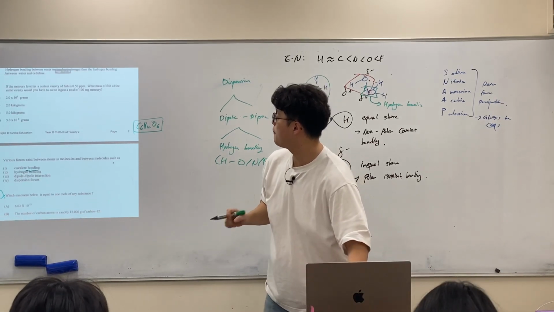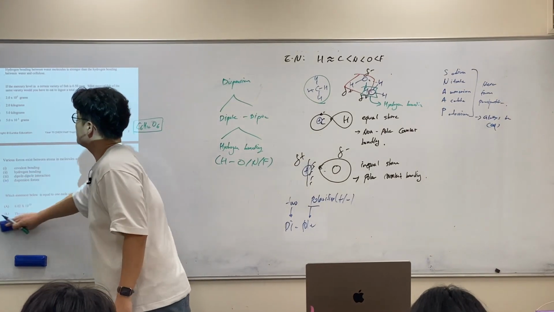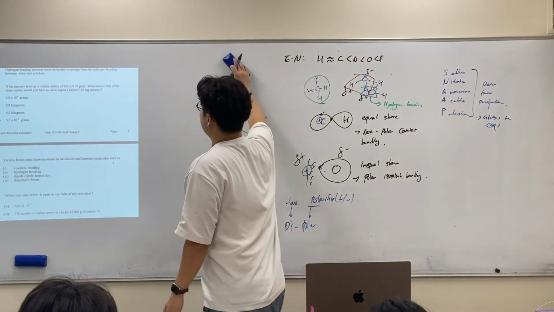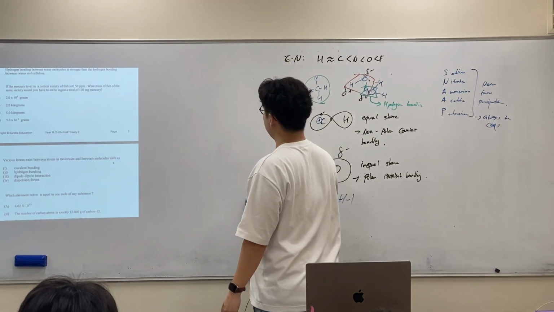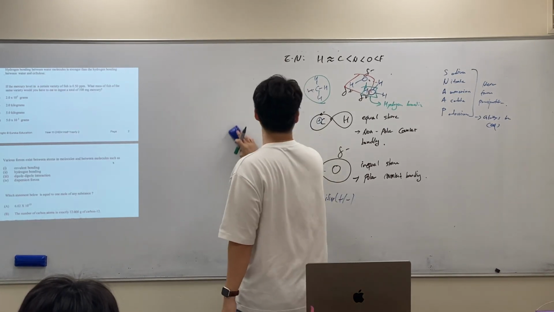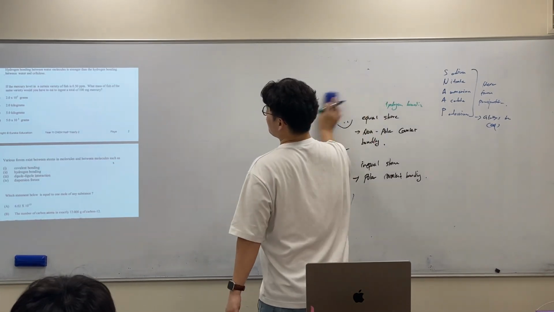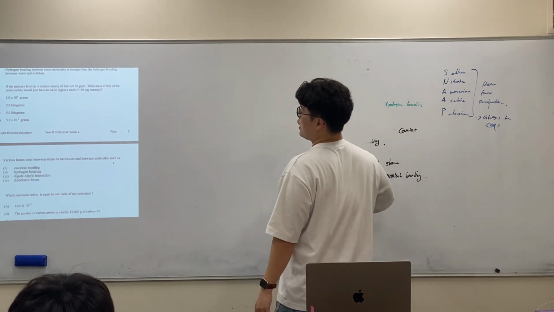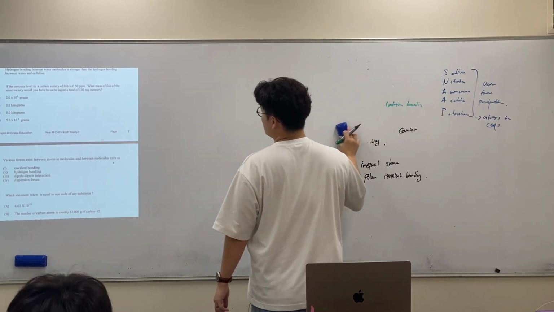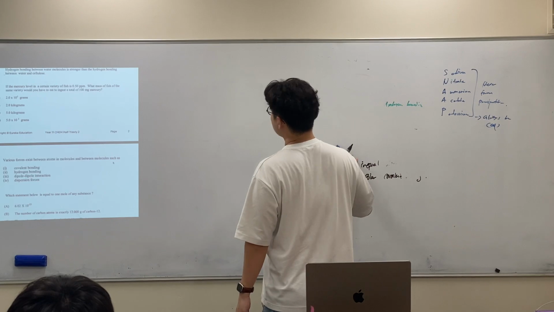Question 4. If the mercury level in a certain variety of fish is 0.5 ppm, what mass of fish of the same variety would you have to eat to ingest a total of 100 mg of mercury?